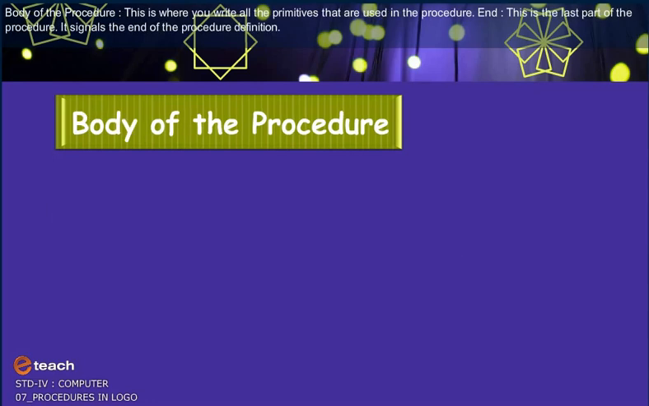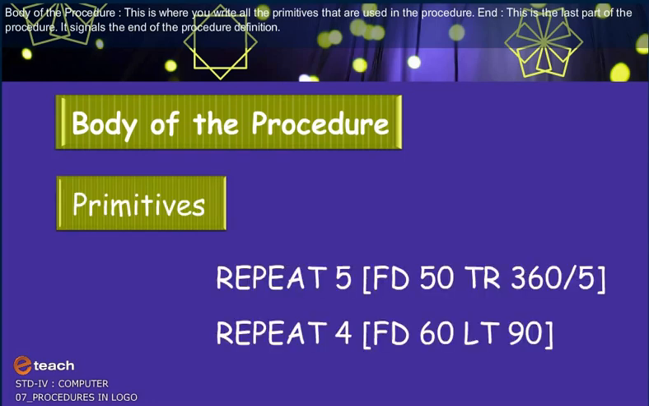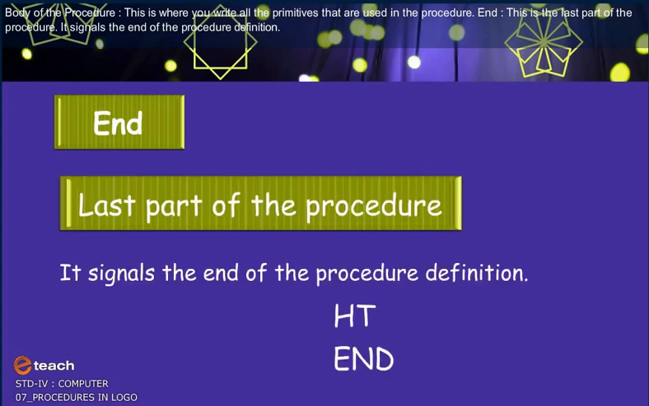Body of the procedure. This is where you write all the primitives that are used in the procedure. End. This is the last part of the procedure. It signals the end of the procedure definition.